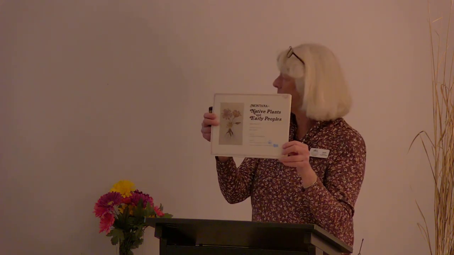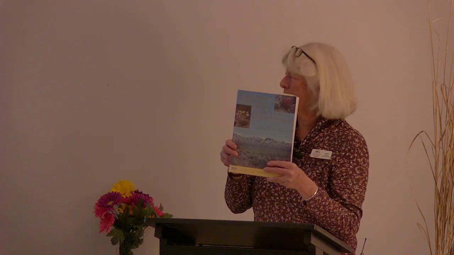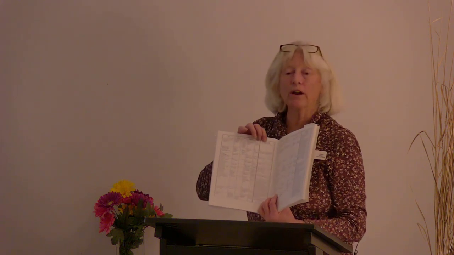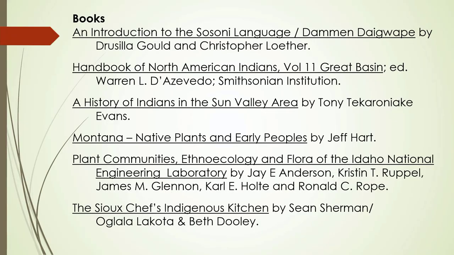Here's a really nice, helpful little book, Montana Native Plants and Early Peoples by Jeff Hart. And then my Bible, which I do not loan to anyone because it may be out of print, and you probably can't see this, but it's the Plant Communities, Ethnoecology and Flora of the Idaho National Engineering Laboratory by professors at Idaho State University. This is just such a gold mine of information. It goes through plant species by common and Latin name, the Shoshone and Bannock names, Shoshone-Bannock uses if they've been able to understand that, where they're found, like was it on Big Southern Butte, and then in this column, some of the early researchers that have identified these plants as food. It's just a fantastic book.